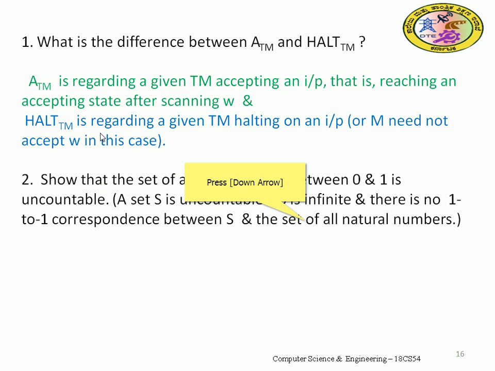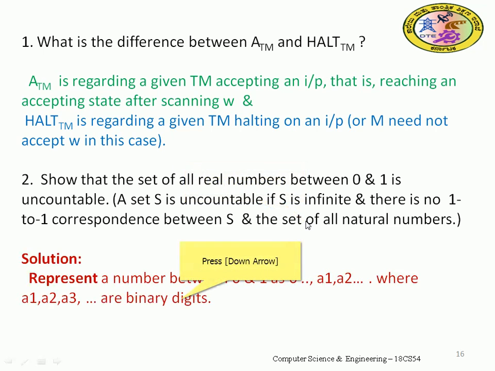So the set of all real numbers between 0 and 1 is uncountable. A set is uncountable if S is infinite and there is no one-to-one correspondence between S and the set of all natural numbers, right? Between 0 and 1 we can find real numbers.